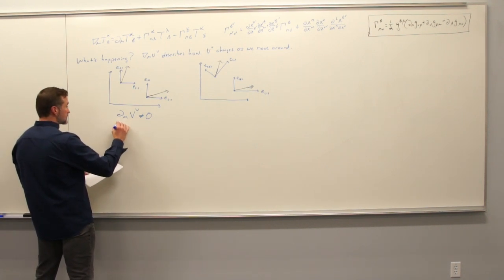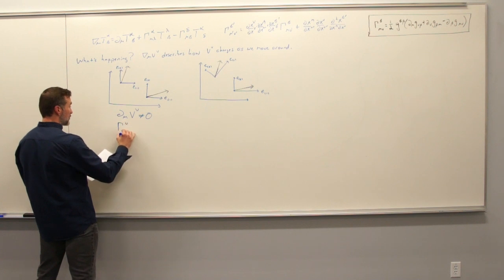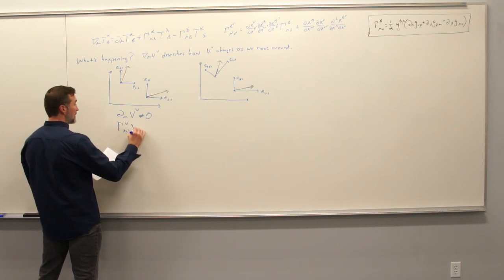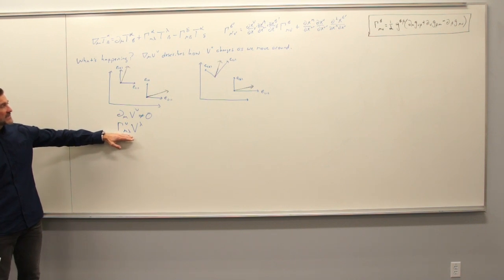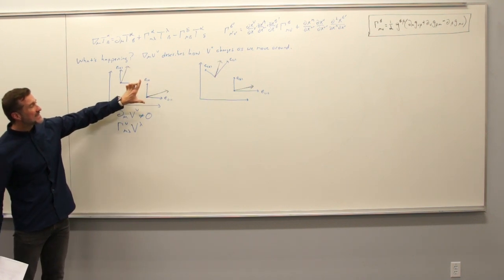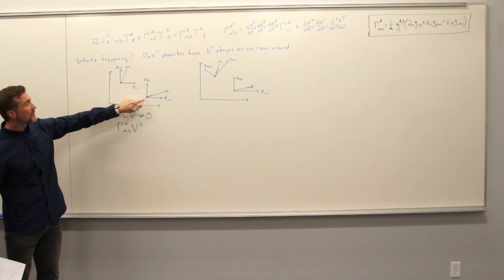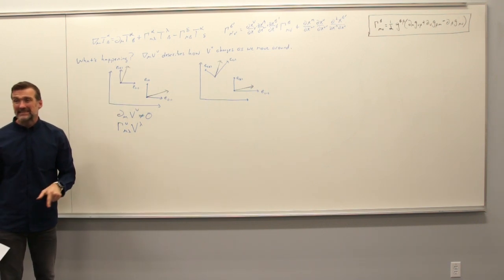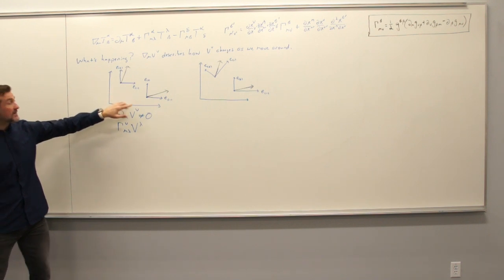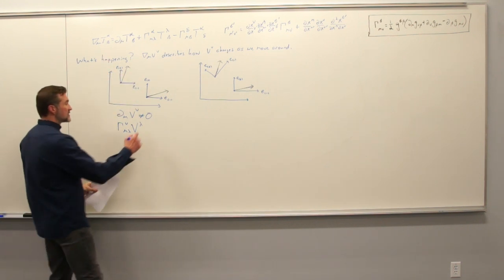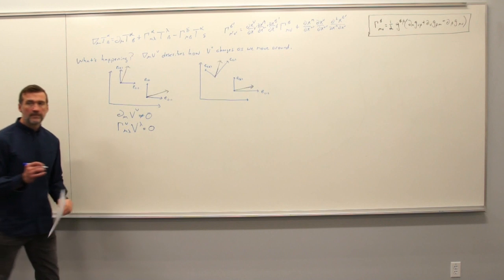Alternatively, gamma nu mu lambda V lambda, the Christoffel connection, is telling us whether the basis itself is changing as we move from this point to this point. Does the basis change in this case? No, it's the same basis. So in this case, this is zero.